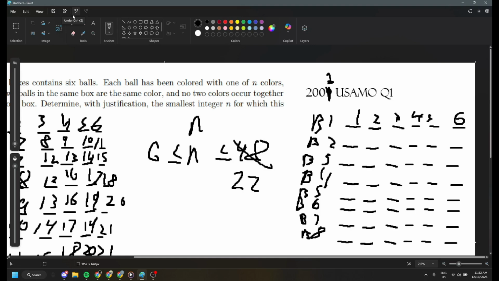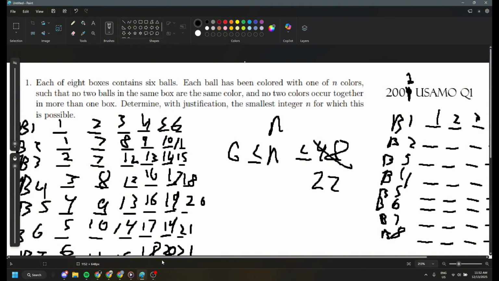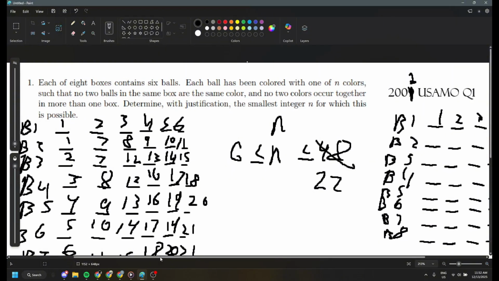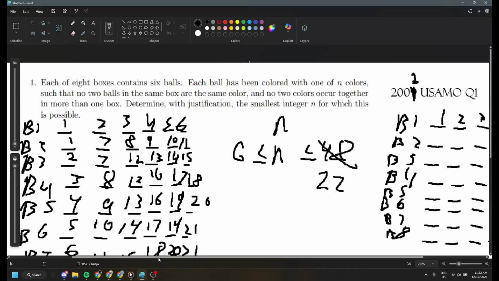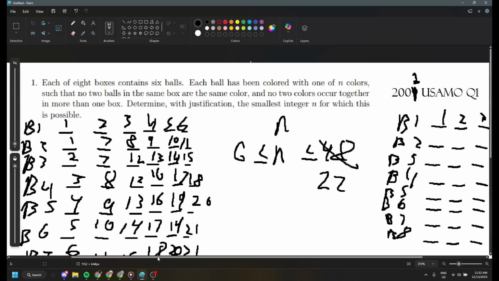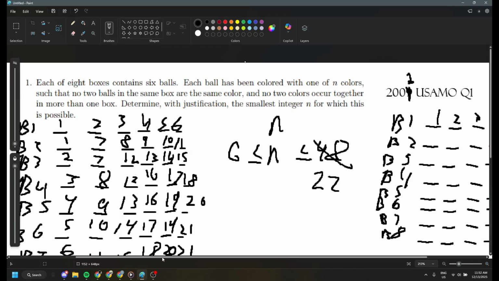Do we, no, it has to be greater than 8. If we go this way, 8, do all of these have to be different? No, they don't. No two colors occur together in more than one box. So we have to have pairs of numbers. How many distinct pairs of numbers can we make?